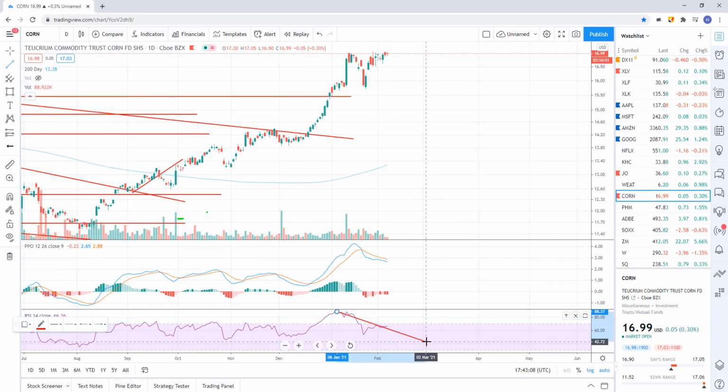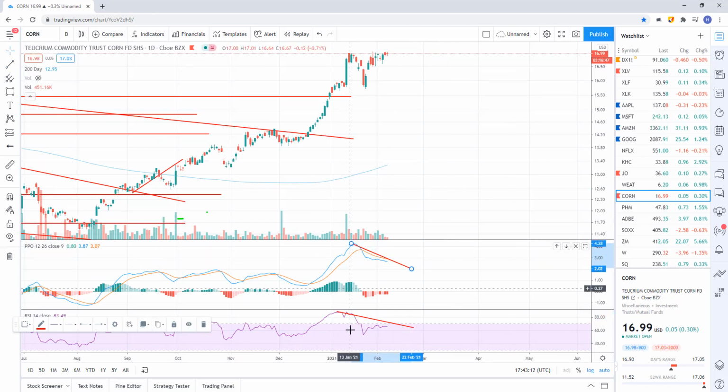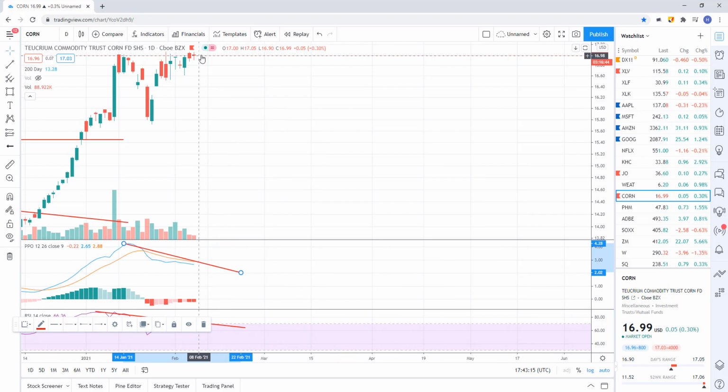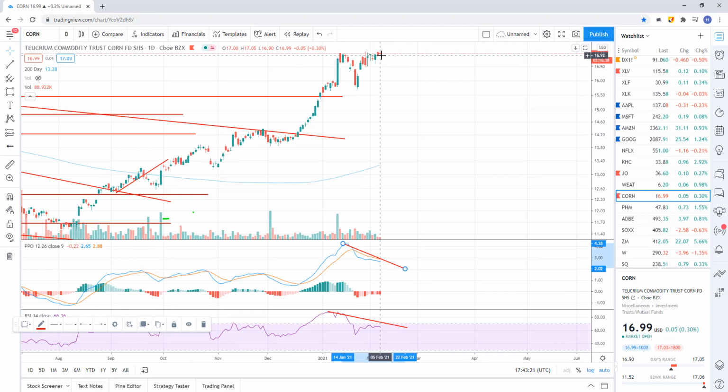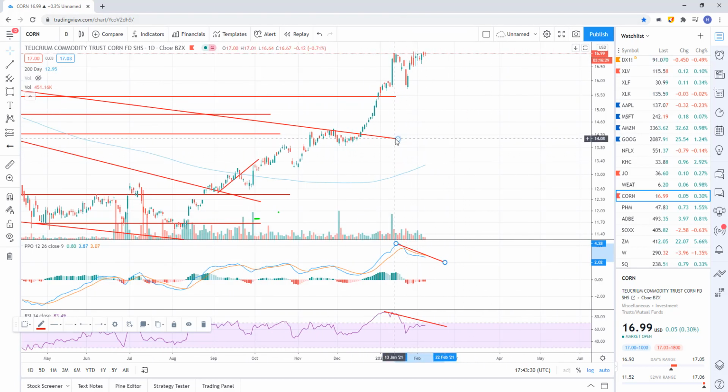You can see here on the daily chart, we've got negative divergence right there on the PPO and the RSI. And it's actually slightly higher. You can see just right up there, we made a slightly higher high in price with negative divergence. So this to me signals that corn could easily come down.